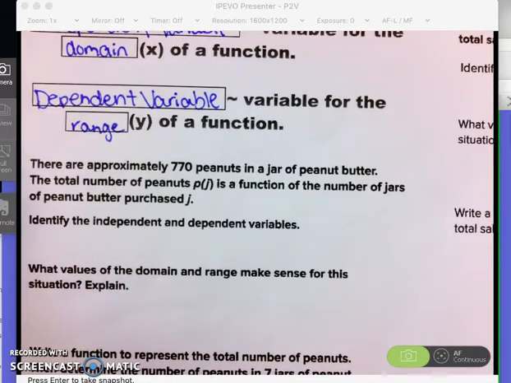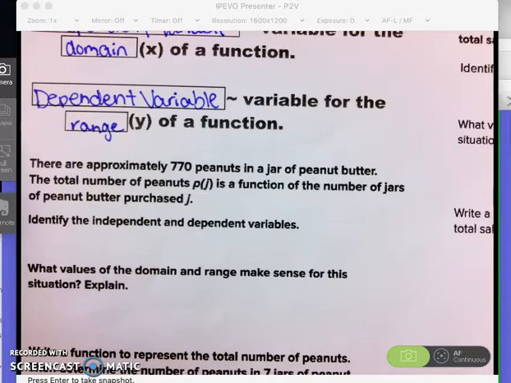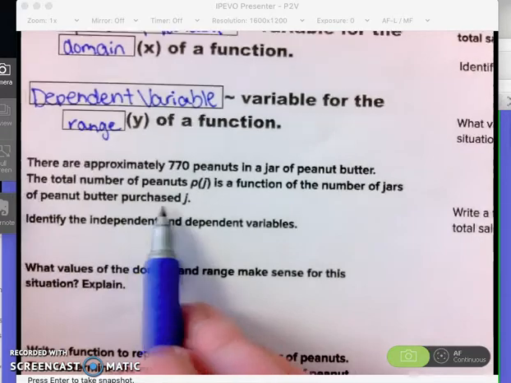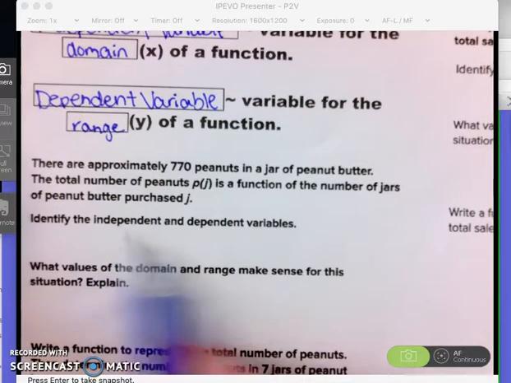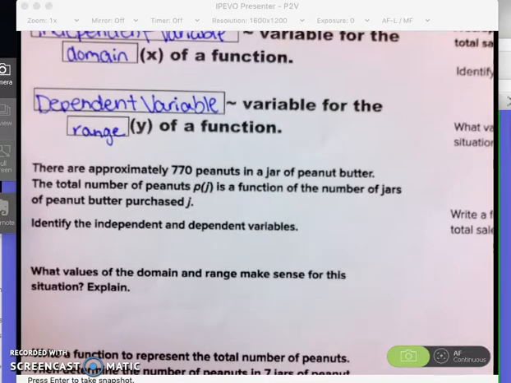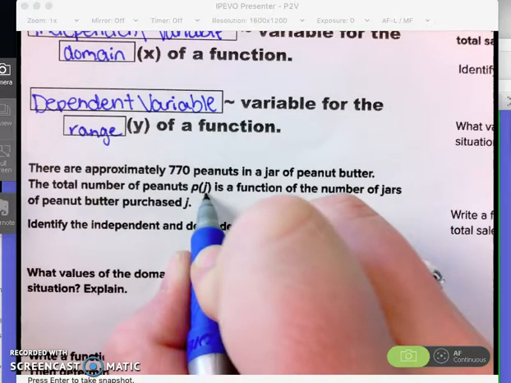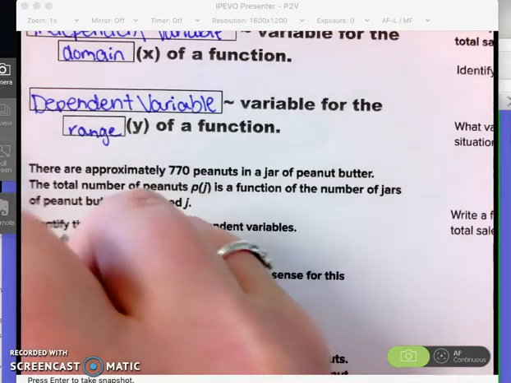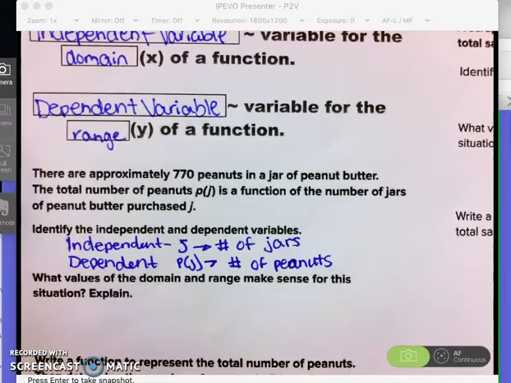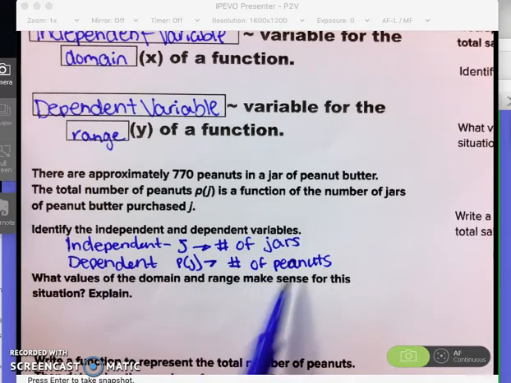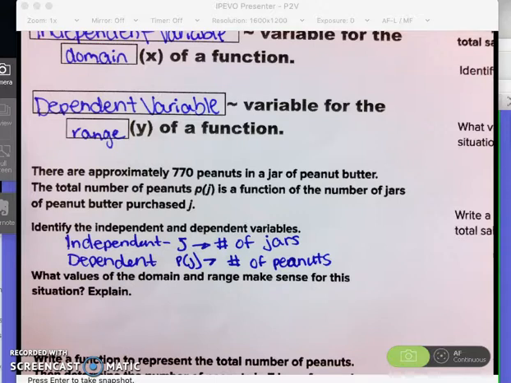So there are approximately 770 peanuts in a jar of peanut butter. The total number of peanuts, P of j, is a function of the number of jars of peanut butter purchased, j. So identify the independent and dependent variables. So the independent is going to be our domain, or our x. In this case, it's our j. So independent, j, number of jars, and dependent, the number of peanuts. So which one depends on the other? The number of peanuts will depend on the number of jars.